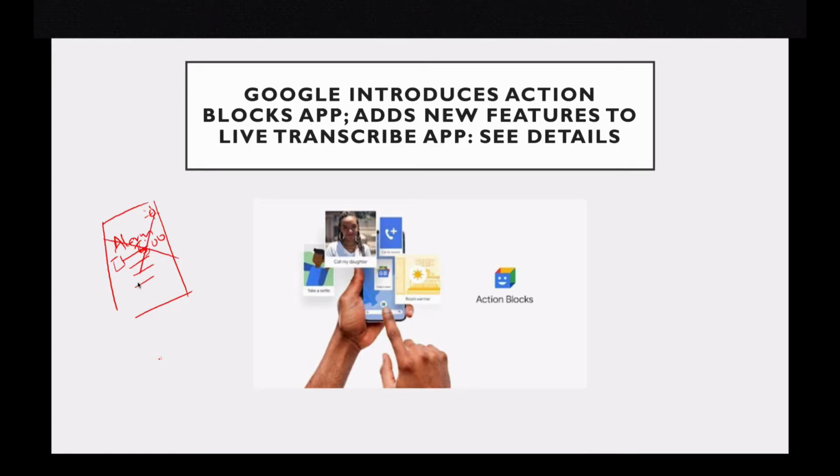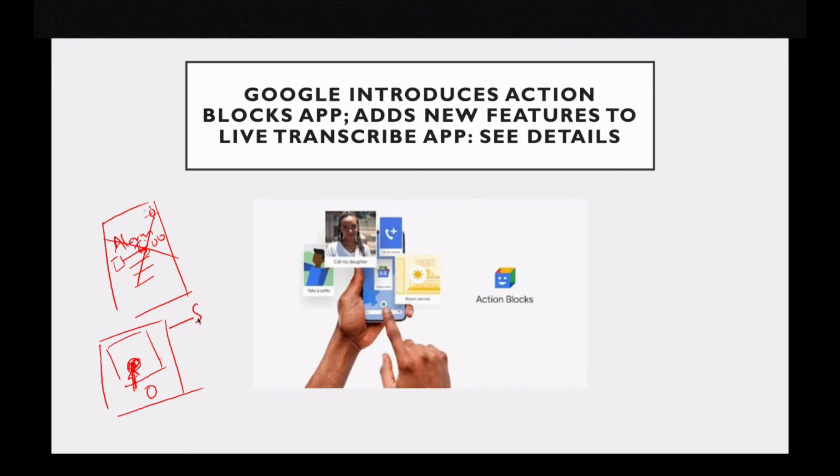Now here is what the Action Blocks app does. This is your phone, and this is your home screen. On your home screen you can customize an action which says set an alarm, and it just places an icon there. So when you click on this, it will straight away take you to the option to set an alarm.